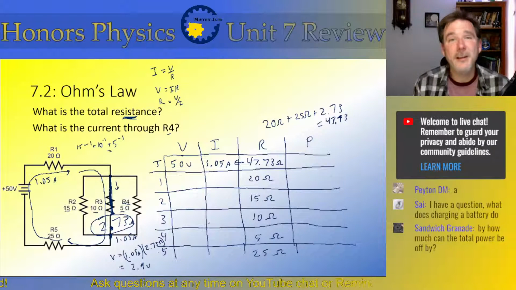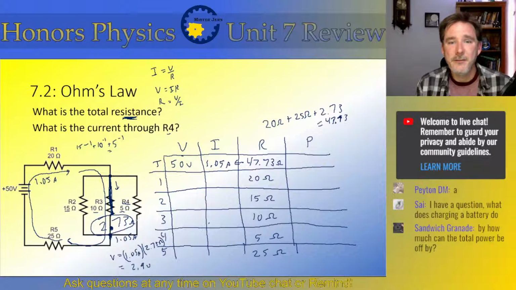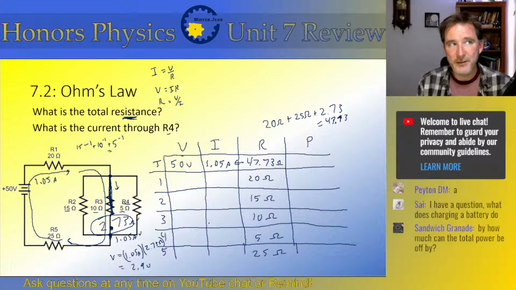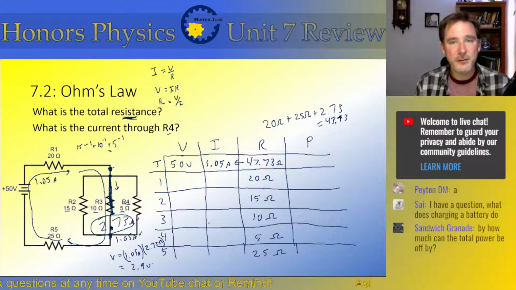1.05 times 2.73 is 2.866. So I'm going to round that to 2.9 volts. Now, what the heck did I just find? I'm not 100% sure. All I know is that I had total resistance for these 3 resistors, and I knew the current going through those 3 resistors was 1.05. Did I just find the voltage across these 3 resistors? Yeah, that's what I found. The voltage from here, from X marks the spot to X marks the spot, is 2.9 volts. How does that help me?